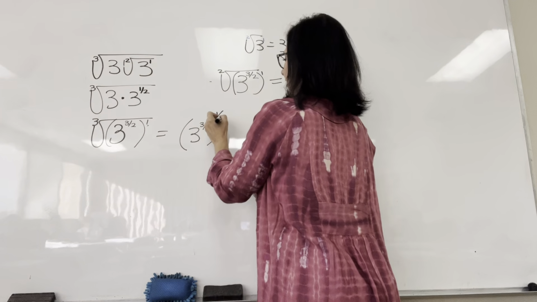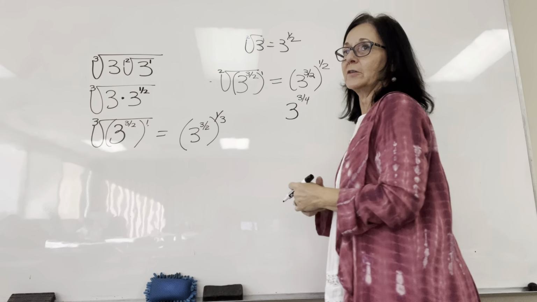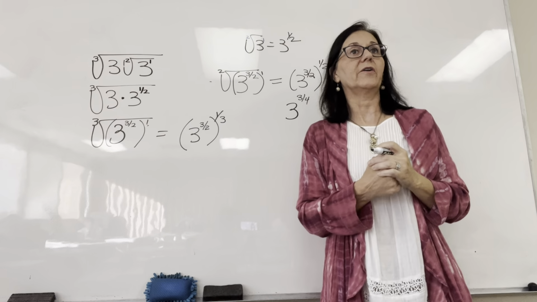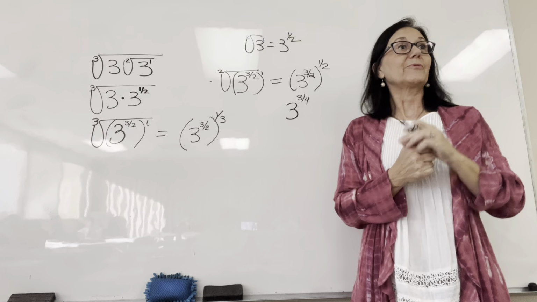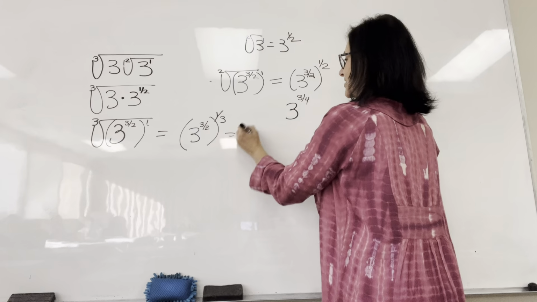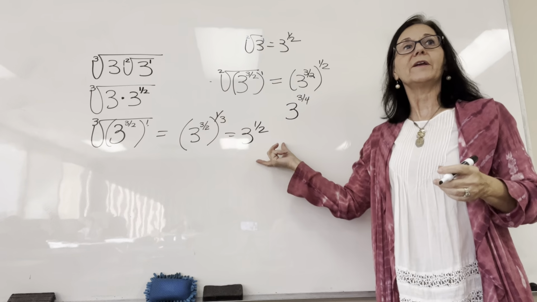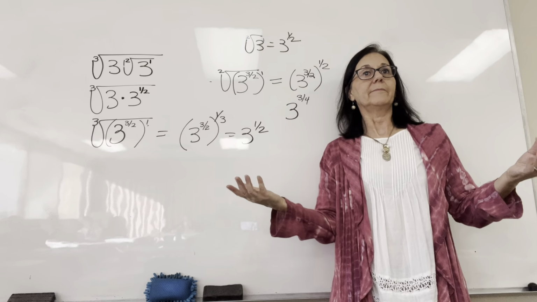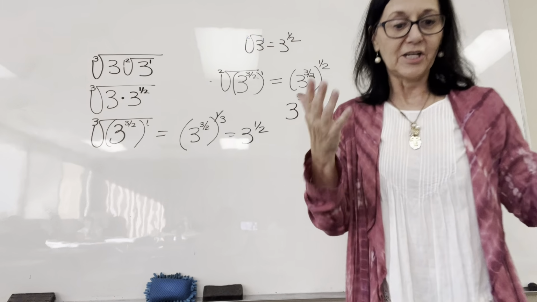Third. Multiply. A power raised to a power, we multiply. What's 3 halves times 1/3? 3 6, which is 1/2. This is 3 to the 1/2. What's 3 to the 1/2 in radical form? It's just the square root of 3. Okay, I just want us to get there.